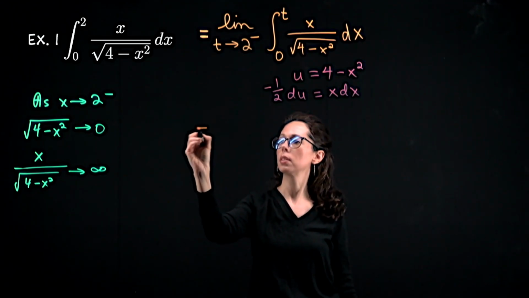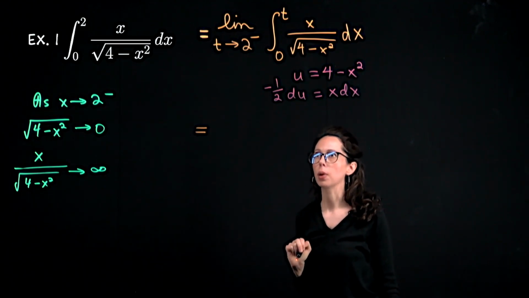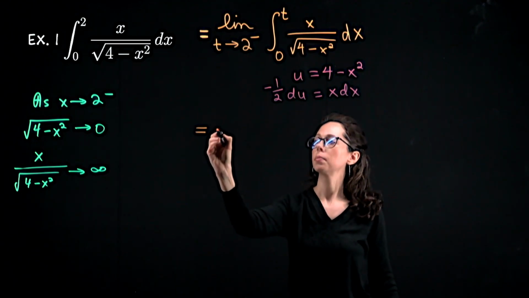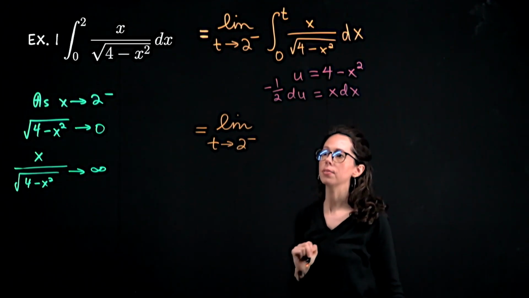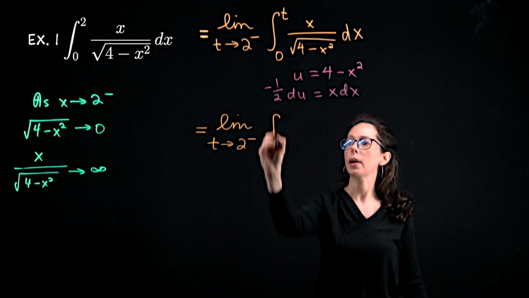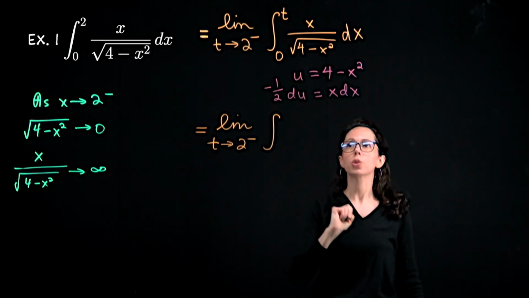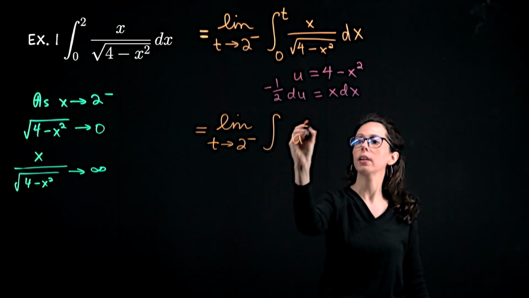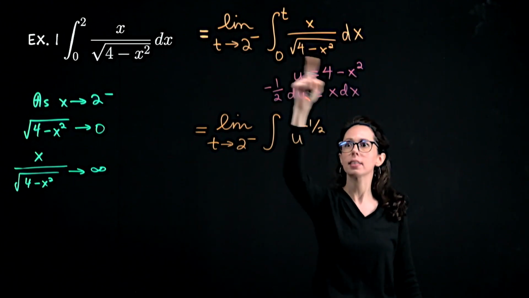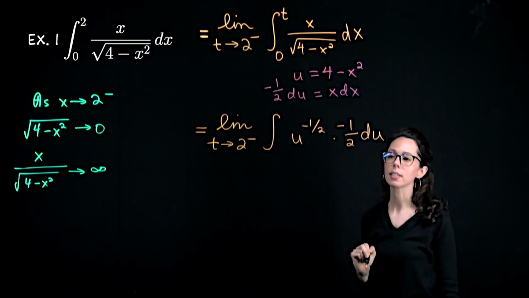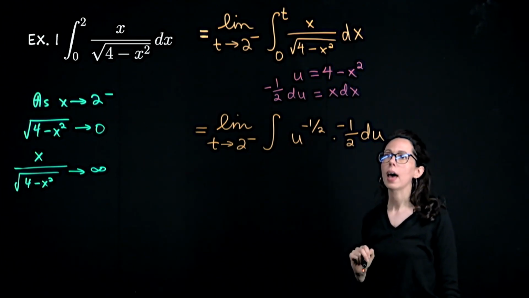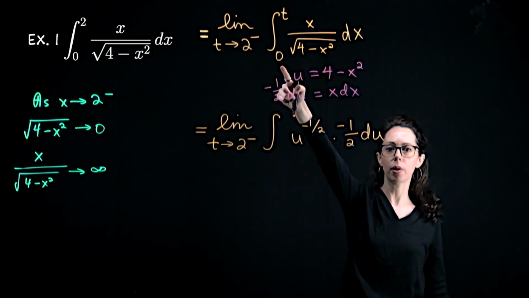So we saw examples like this in the previous lectures on improper integrals. We will have the limit as t approaches 2 from the left of, I'll change my bounds last, 1 over the square root of u is u to the negative 1/2, and then x dx is negative 1/2 du. So that's our new integrand.